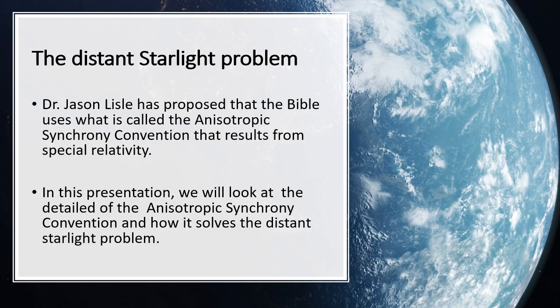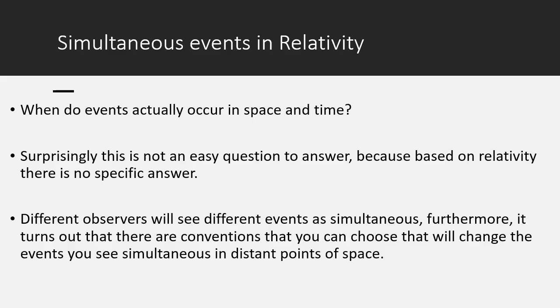Dr. Jason Lisle has proposed that the Bible uses what is called the Anisotropic Synchrony Convention that results from special relativity. In this video, we will look at the details of the Anisotropic Synchrony Convention and how it solves the distant starlight problem. When does an event occur in spacetime?